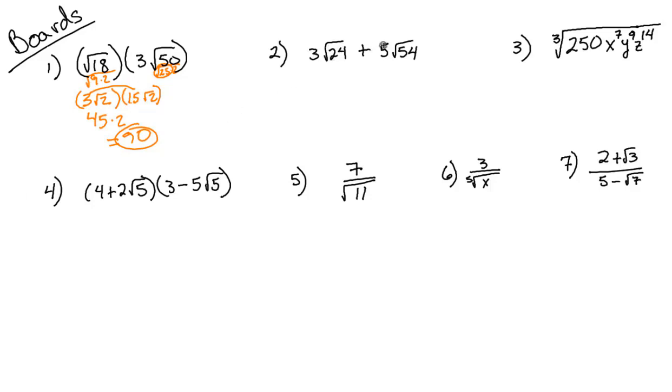3 square roots of 24 plus 5 square roots of 54. These are not like terms and cannot be added until we do this. This is 4 times 6, so that is 3 times 2, 6 square roots of 6, plus 54. Let me see, what does 54 have as a perfect square? Does it have a 4? Nope. Does it have a 9? Yeah, that's 9 times 6.